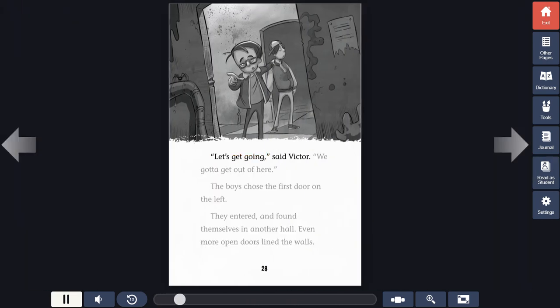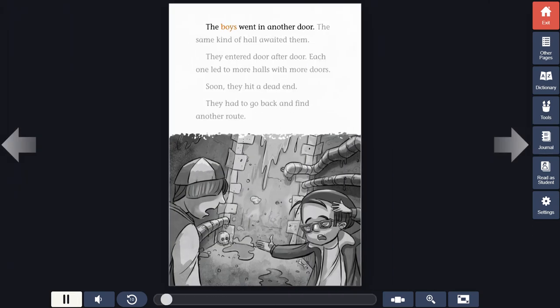"Let's get going," said Victor. "We gotta get out of here." The boys chose the first door on the left. They entered and found themselves in another hall. Even more open doors lined the walls. The boys went in another door. The same kind of hall awaited them. They entered door after door. Each one led to more halls with more doors. Soon, they hit a dead end. They had to go back and find another route.